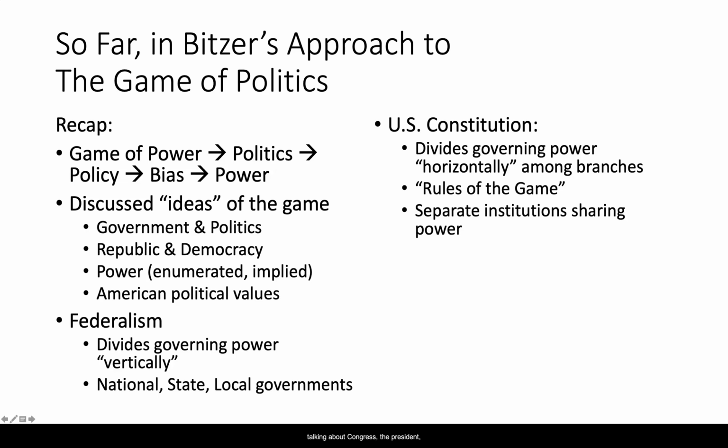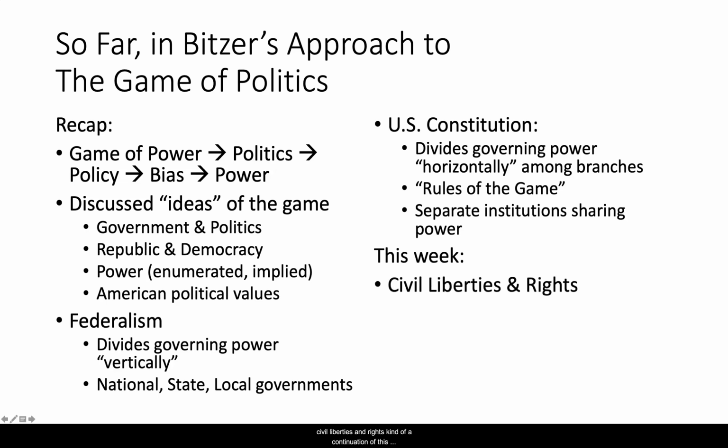When we get into talking about Congress, the president, the courts, you're going to notice a lot of overlap between how the institutions operate and how they have to share power when they're trying to exercise governmental power. So that's kind of a recap of where we are so far. So this week, what we're going to be doing is talking about, again, civil liberties and rights, kind of a continuation of this discussion of the Constitution and what it does to governmental power, and then talk about public opinion.